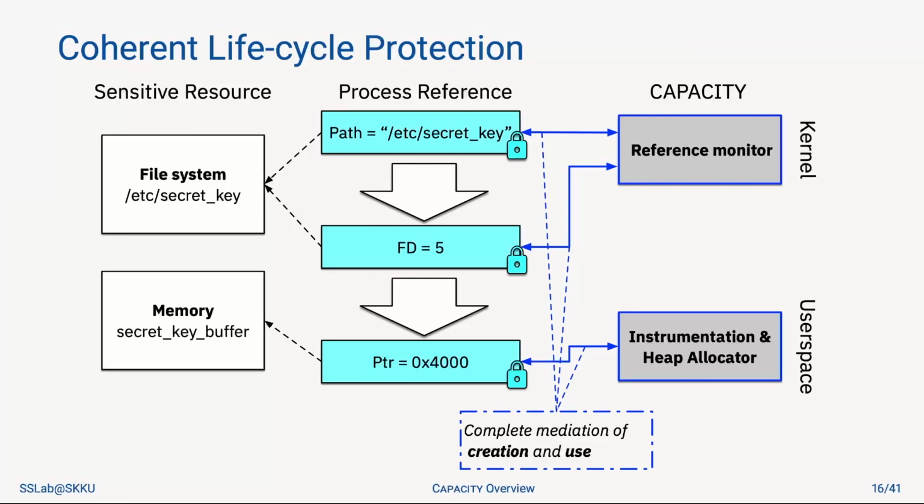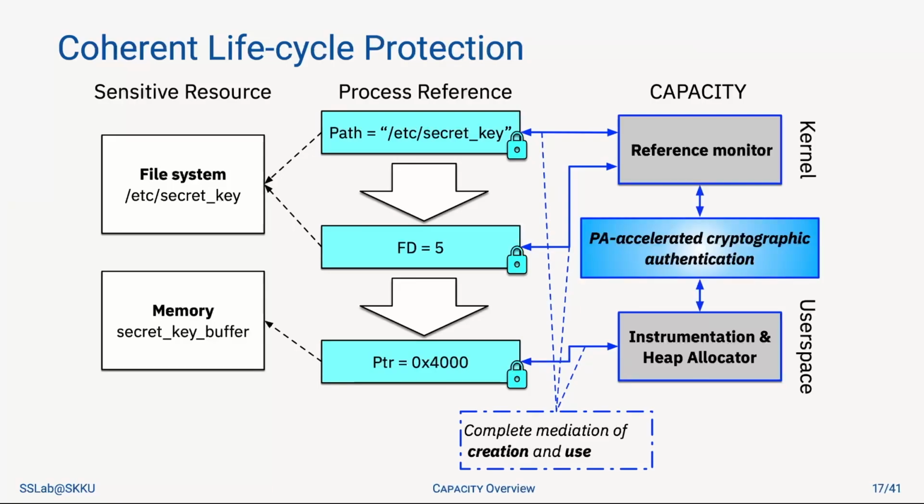Capacity provides lifecycle protection of resources with its internal reference monitor for the file system references, and the instrumentation plus the heap allocator for user space references. Together, they provide complete mediation of resource creation and use. Capacity transforms kernel space and user space resource references into cryptographically non-forgeable references. The construction of those references is accelerated through pointer authentication.